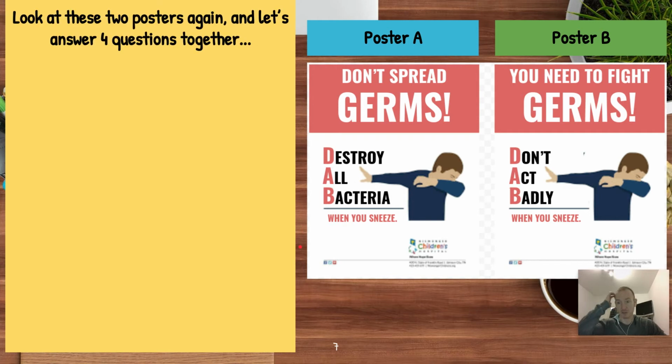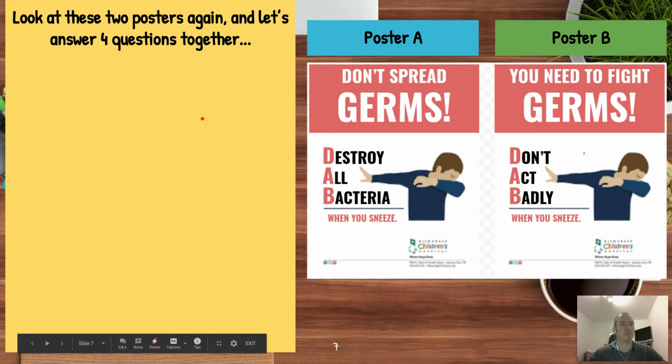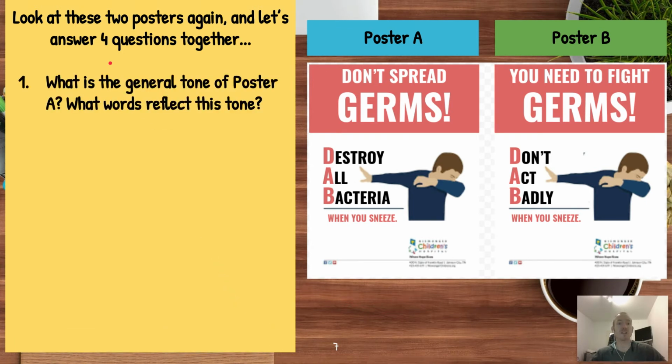So if you take a look at these posters again, poster A and poster B. For the first question, what is the general tone of poster A and what words reflect that tone? The general tone of this one is cooperative and a little bit on the neutral side. The enemy is not you. The enemy is the bacteria in some ways. If you wanted to say it's negative, you can, because the germs are the ones being attacked here, but it's strange. It's negative in a positive way, like you're being negative about germs, which will be positive for everybody else.